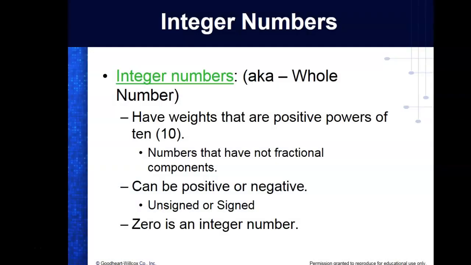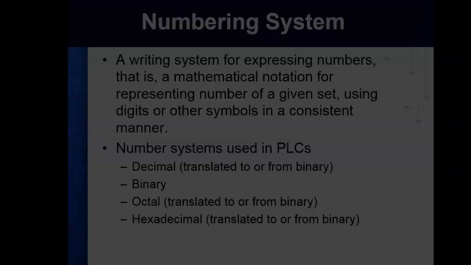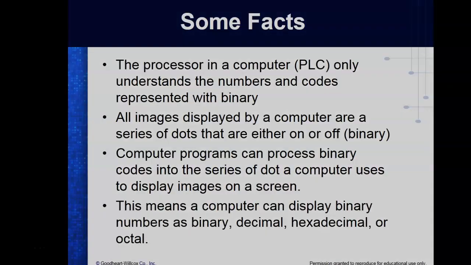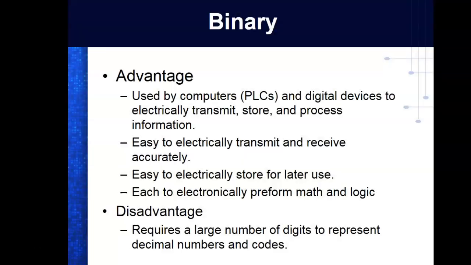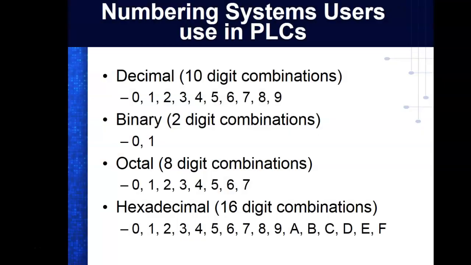So we have two types of integers. We have signed integers and we have unsigned integers, and we'll talk about that. We'll need to understand a little bit about the binary number system to even understand that. So PLCs have basically four number systems that we deal with. The one we love is decimal.